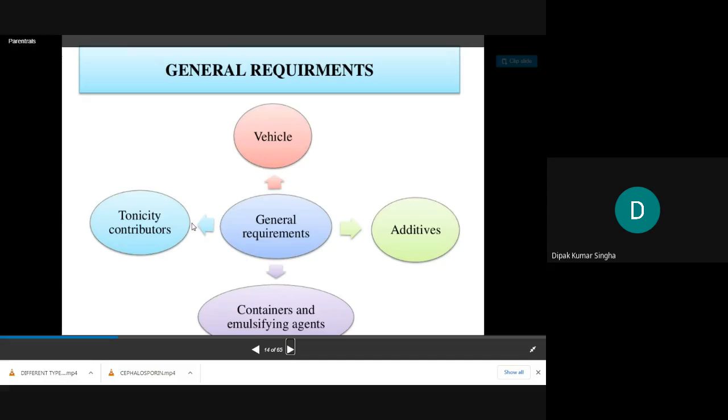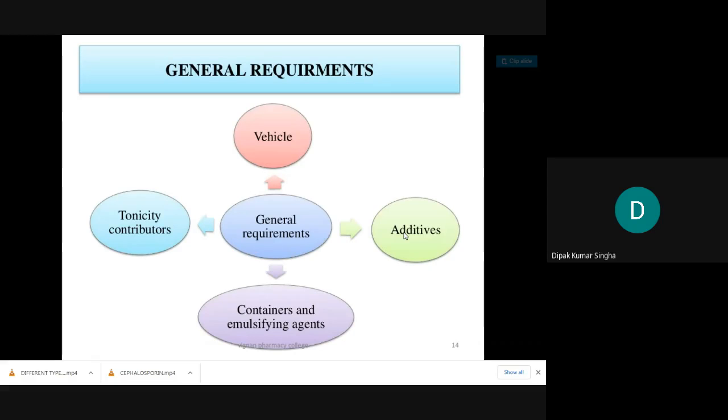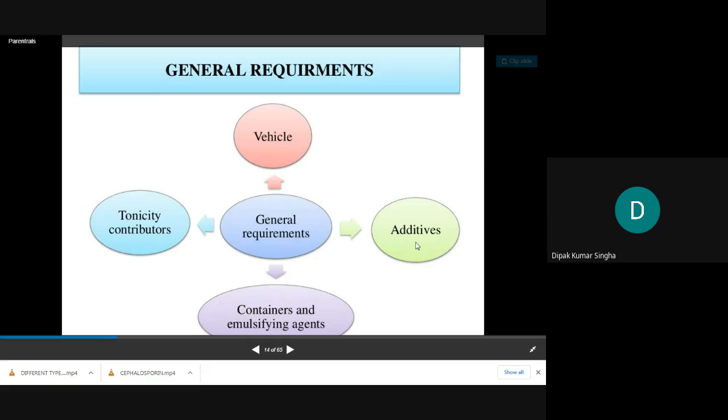Another is the tonicity. Last class I discussed the tonicity. First the choice of the vehicles, then the drug solution, then control the tonicity by the freezing point depression method and any other three methods. Another is the additives. Not only the vehicles, not only the tonicity, another is the additives. Which additives for which preparation? In case of parenteral, if it is prepared intravenous, which additives? In case of intramuscular, which additives? And the container and emulsifying agent.